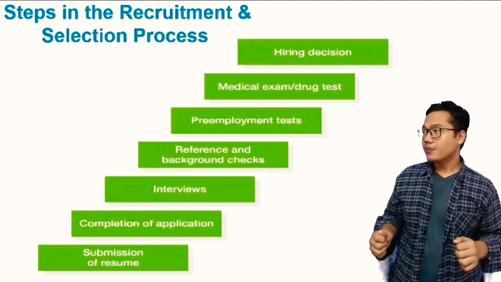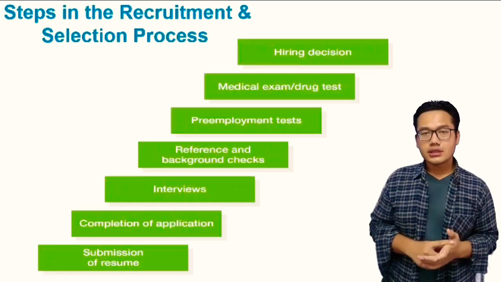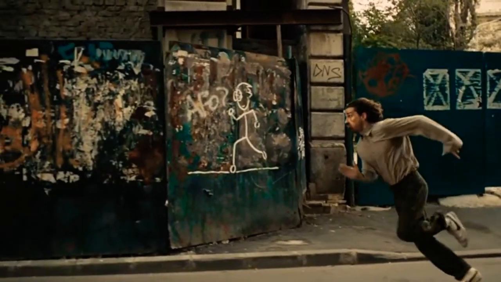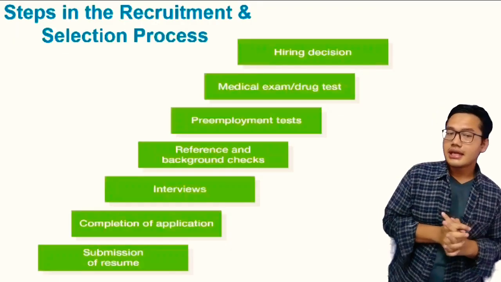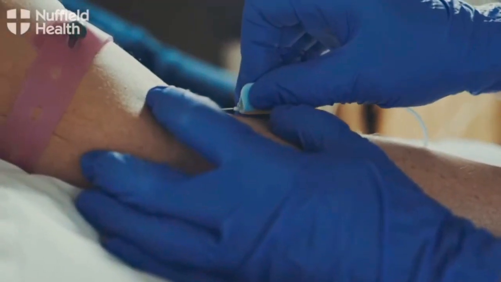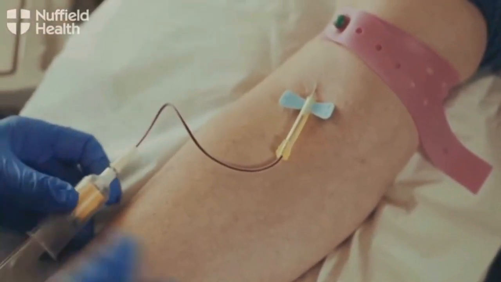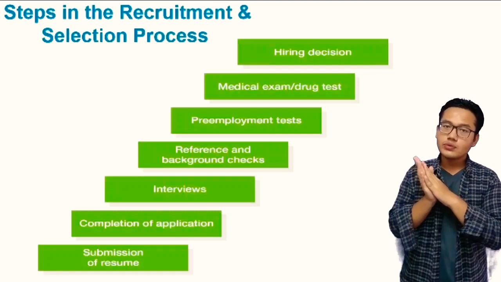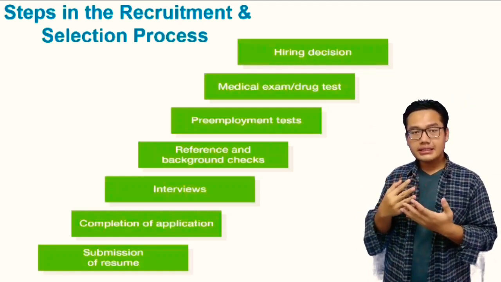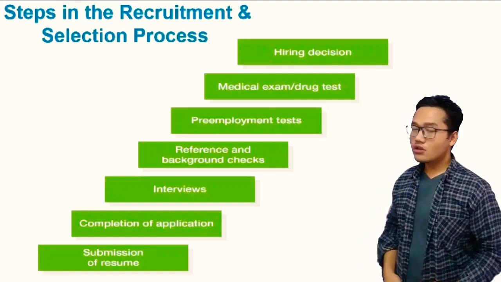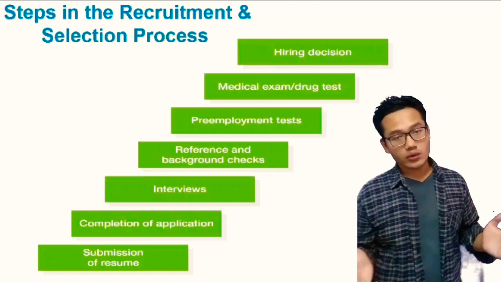If we need someone physical, like police, they have to run, like chasing a criminal, or maybe you have to not be blind or colorblind, and etc. Then there are medical examinations and drug tests. After doing all of the tests, we need to determine if the data we took is valid or not, to make sure our decision will be accurate, okay?